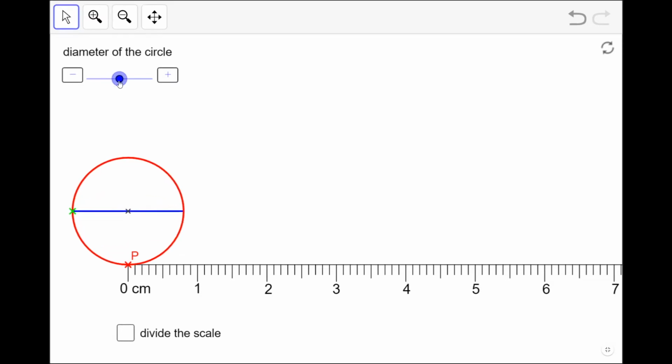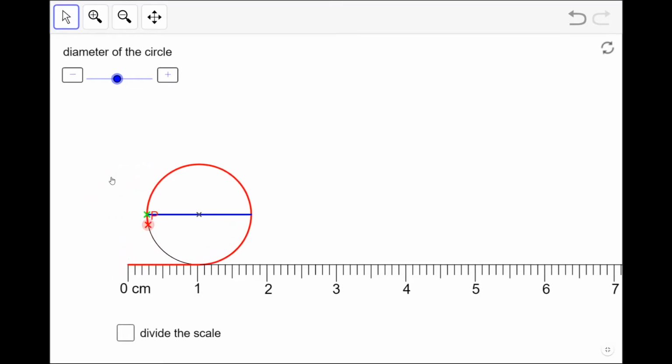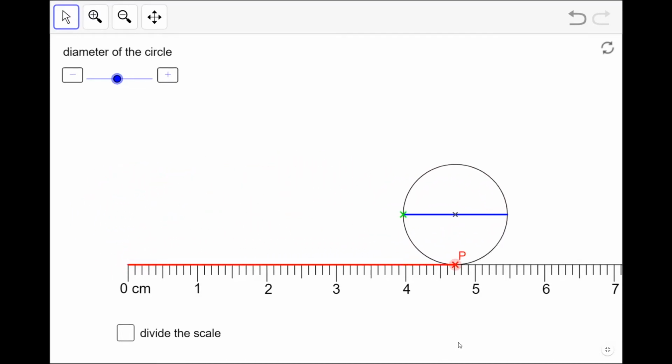We can make the circle bigger or smaller. We're just going to leave it where it is. Now, just a reminder, the circumference is the distance around the outside of the circle. So what we're going to do is unravel the circumference of the circle. So there we go, we've unraveled it and we get a measurement.